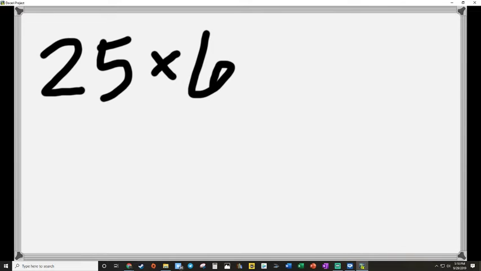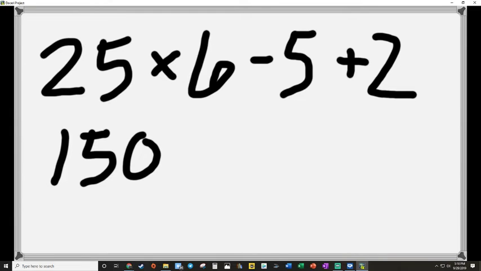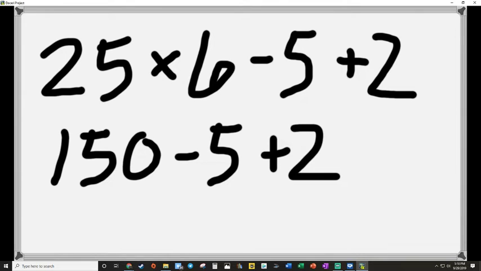Now we've got to do all of the multiplication or division in order from left to right. Luckily, we only have one multiplication problem to worry about, which is 25 times 6. 25 times 6 is 150, and that's the only multiplication or division we have, so we're going to do 150 minus 5 plus 2. Now the last step is to do all the addition and subtraction.